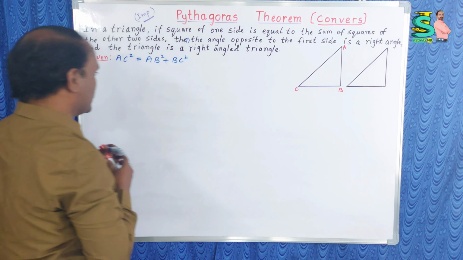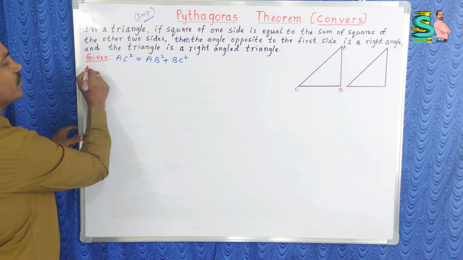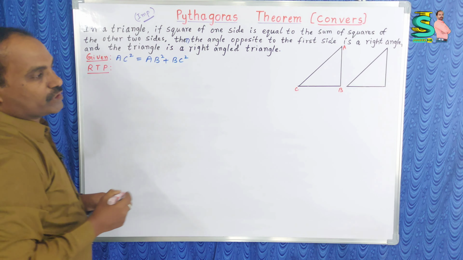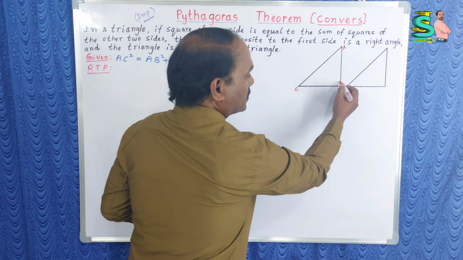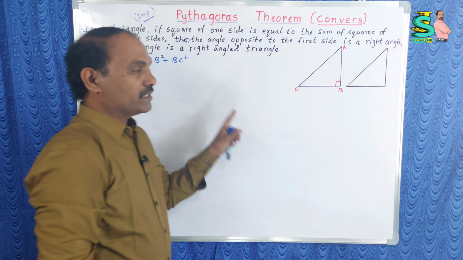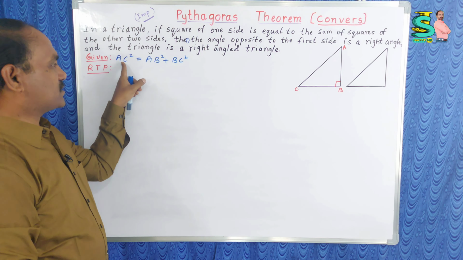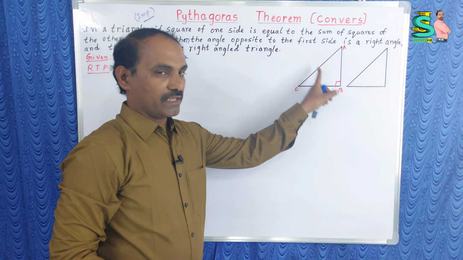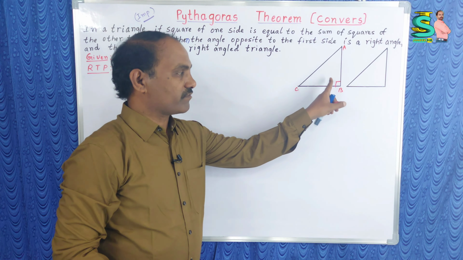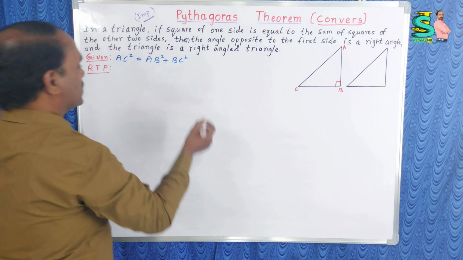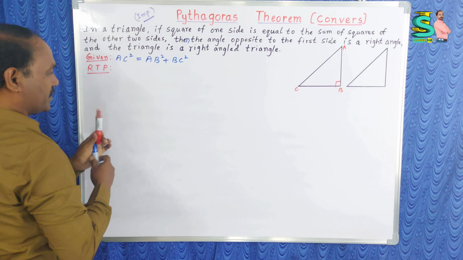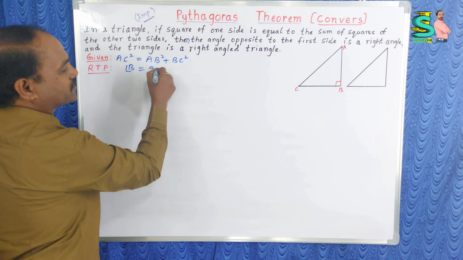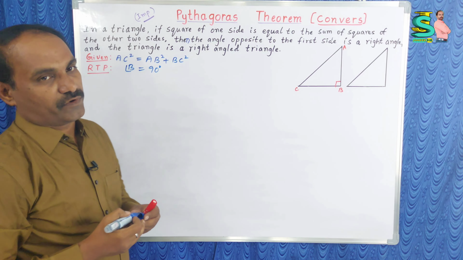What are we going to prove here? Required to prove, RTP. We are going to prove that this is a right angle, meaning the angle opposite to the first side. The first side is AC, and the angle opposite to AC is B. So here we are going to prove that angle B is a right angle, or angle B is equal to 90 degrees.